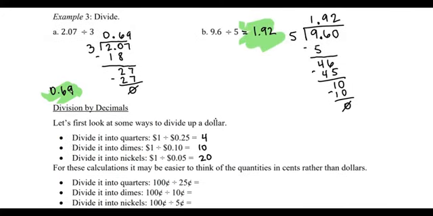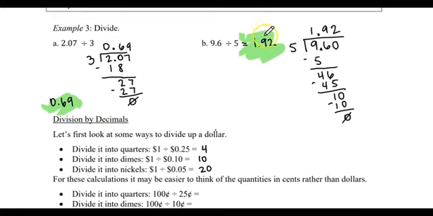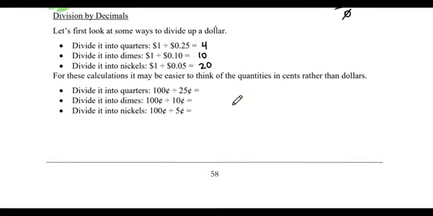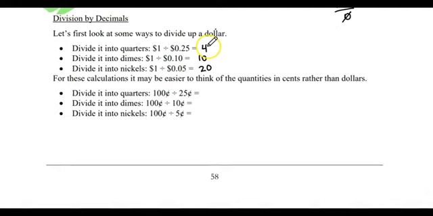That is different from dividing by a whole number with a decimal, because we had 207 divided by 3, we get 0.69, a much smaller number. We had 9.6 divided by 5, we get 1.92. But the reverse happens when you try to divide by a decimal, you get a bigger number. So you start with a 1, you got a 4. You start with a 1, you got a 10. You start with a 1, you got a 20. Okay. So how does that happen?